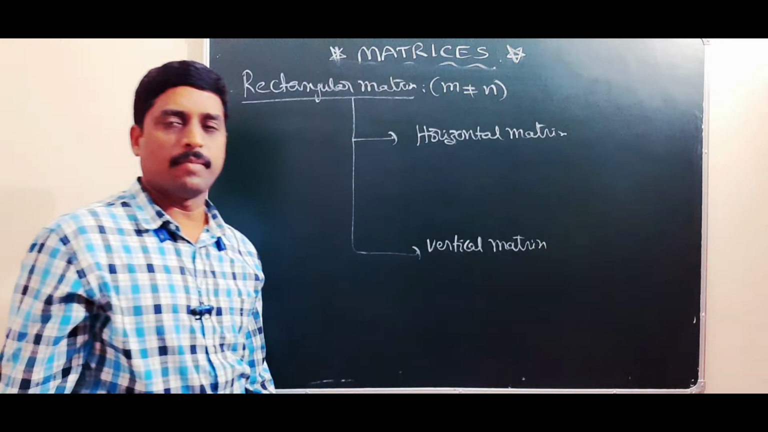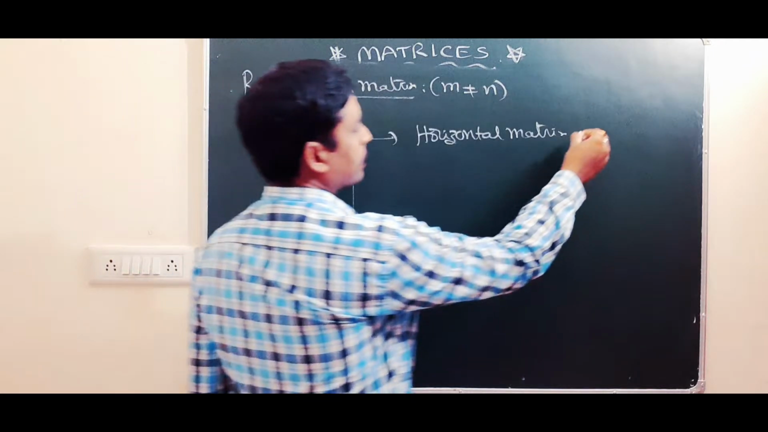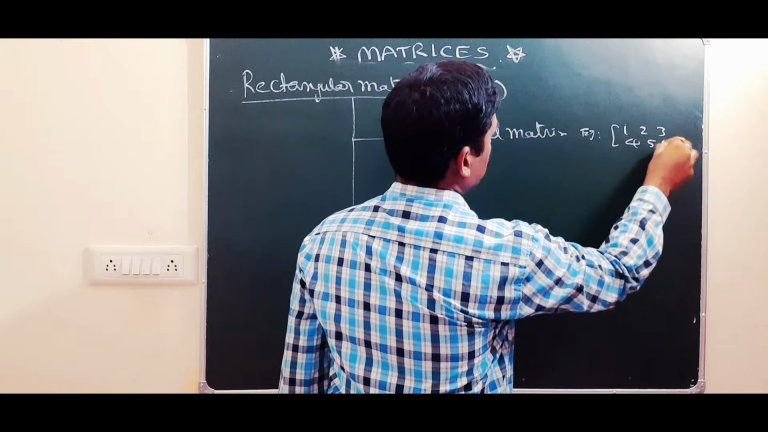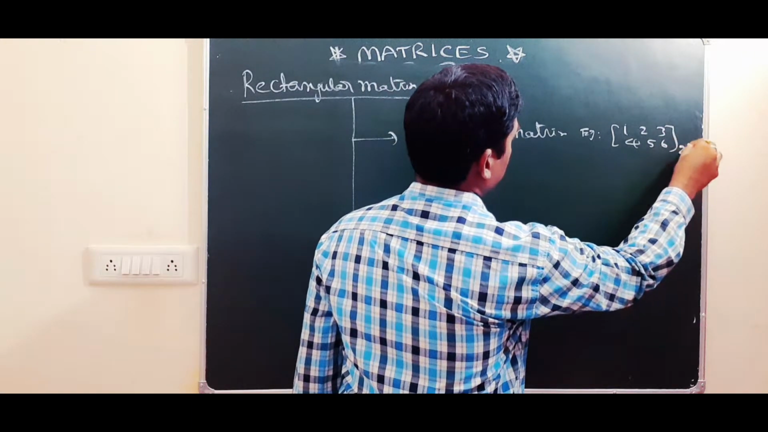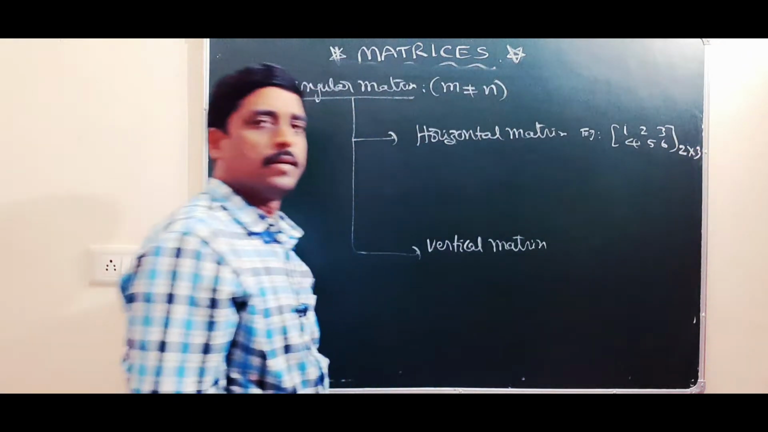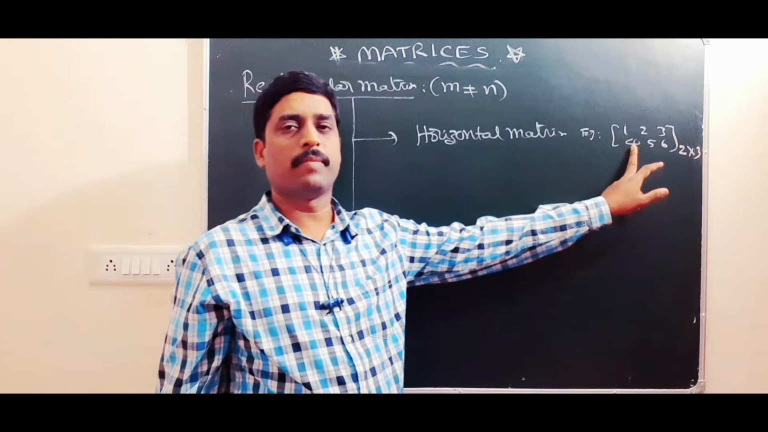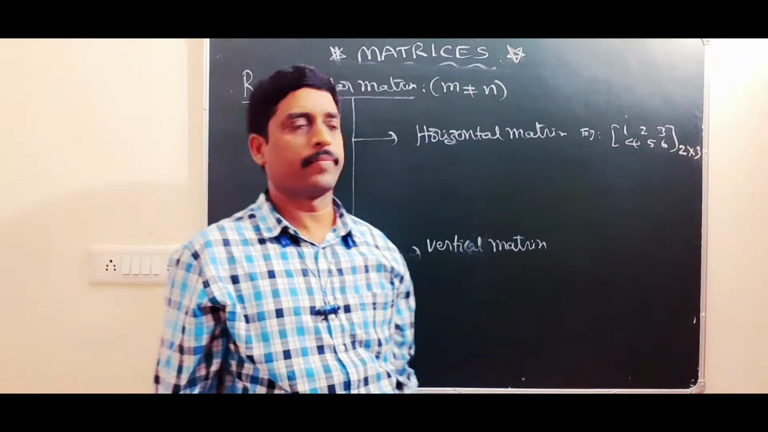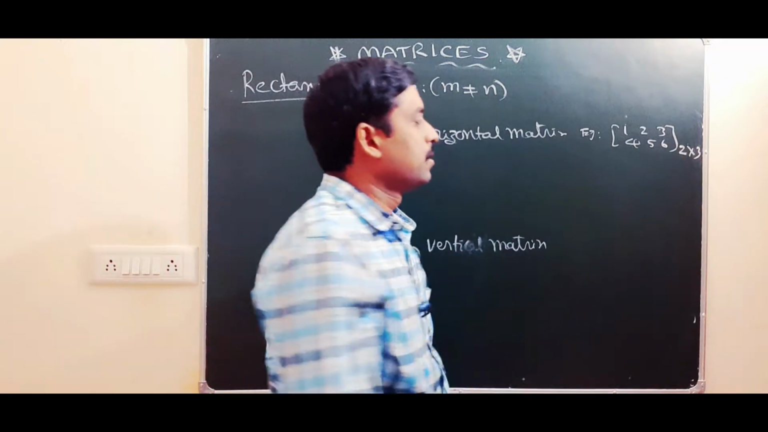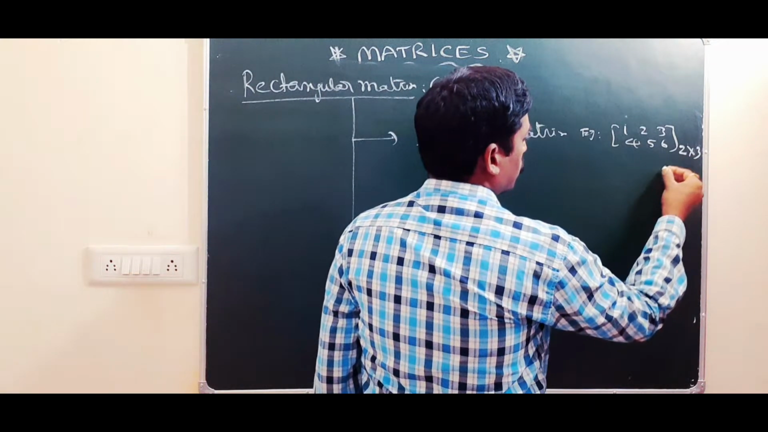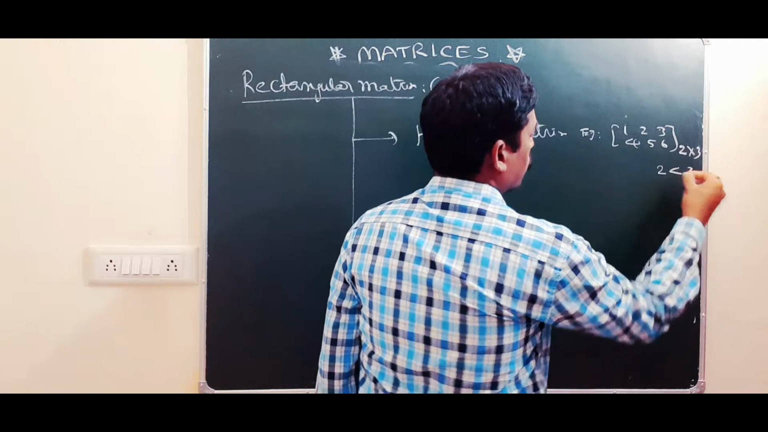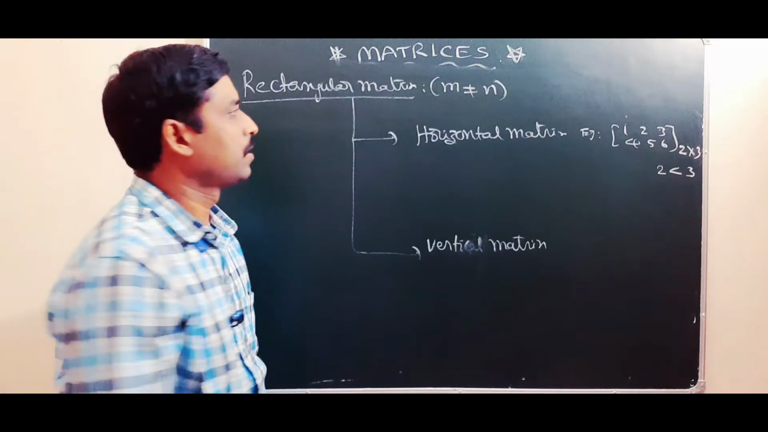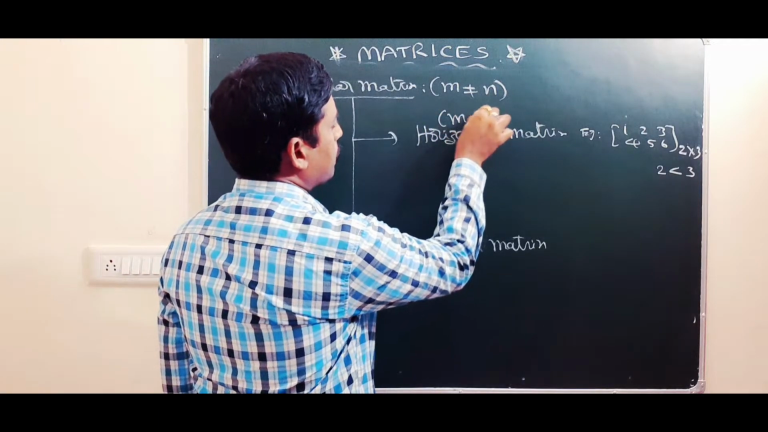So what is the horizontal matrix? I give one example: 1, 2, 3, 4, 5, 6. This is the horizontal matrix. This order is 2 by 3. The number of rows is 2, the number of columns is 3. In this, the number of rows is less than the number of columns. So what is the condition? M less than N.